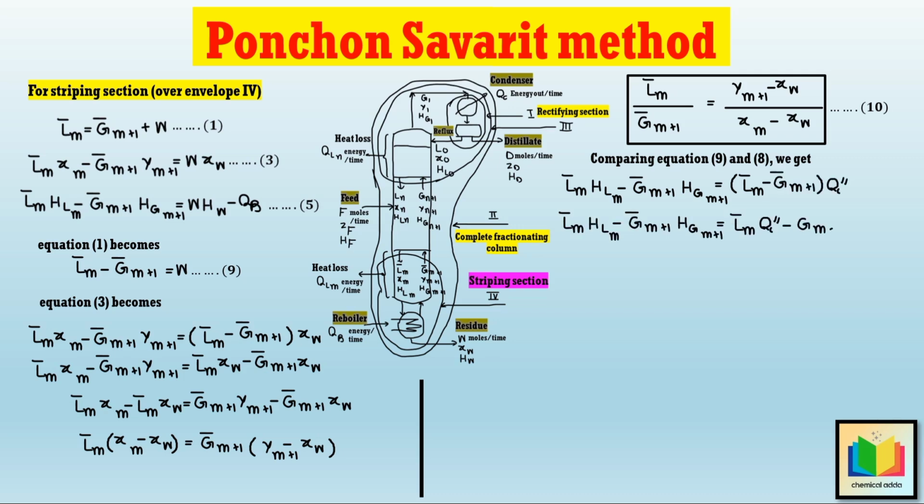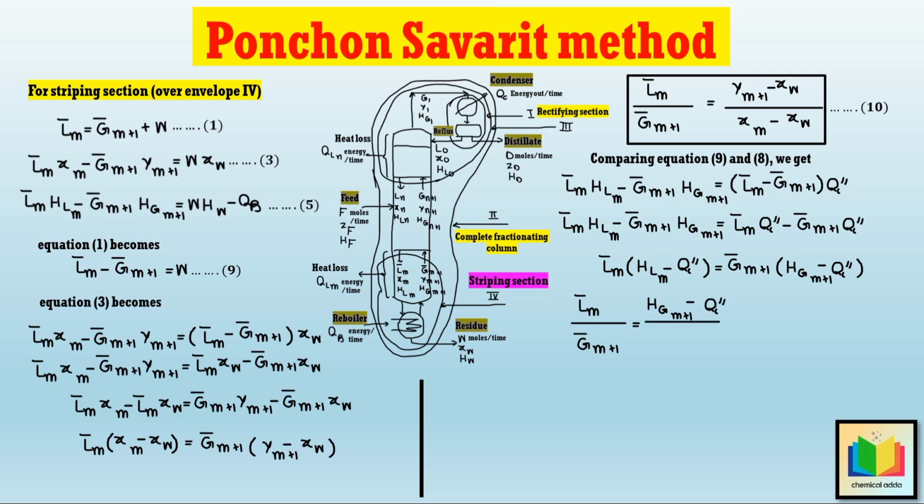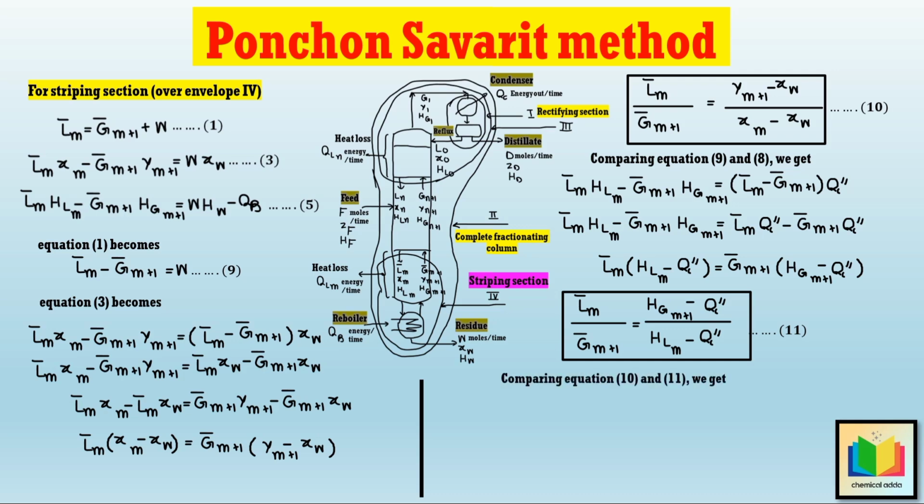After solving and rearranging the terms, we get L'm divided by G'm+1 is equal to (HGm+1 - Q'') divided by (HLm - Q''). Hence, after comparing equations 10 and 11, we get L'm divided by G'm+1 is equal to (Ym+1 - XW) divided by (Xm - XW), which is also equal to (HGm+1 - Q'') divided by (HLm - Q'').